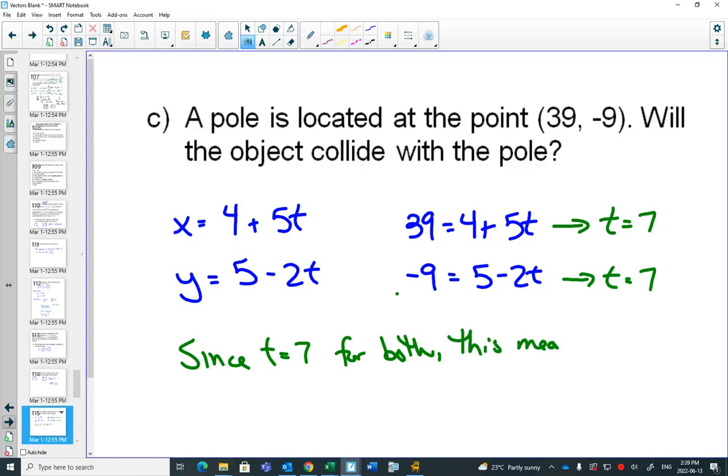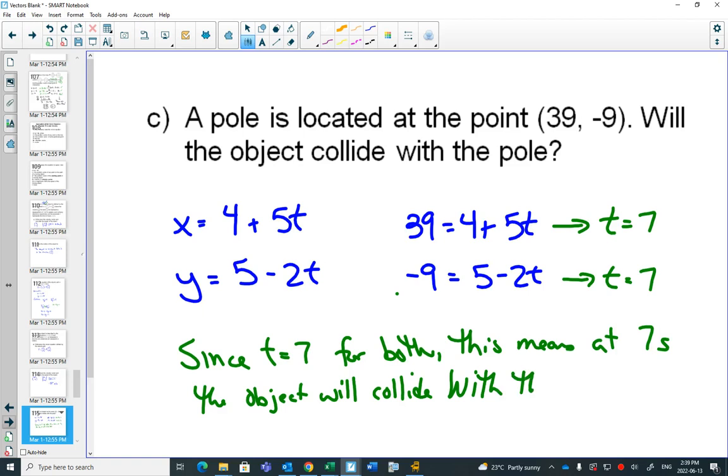This means at 7 seconds, the object will collide with the pole. Yes?